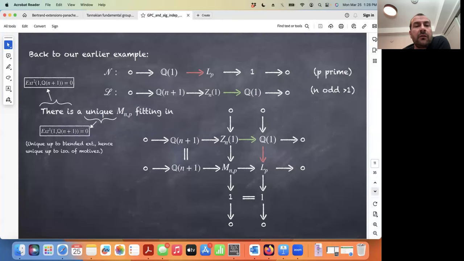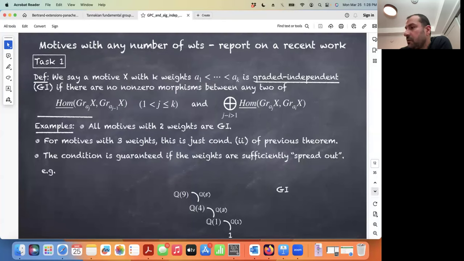Okay, so now I will be trying to generalize this discussion. So I want to allow more than 3 weights. Okay, so we have 2 tasks. One of them is we want some sort of criterion for maximality, and the criterion is going to be similar to the one that we had before. Somehow we want to give a situation where total non-splitting of those extensions is enough to guarantee maximality. That's my first task, and the second task would be about classification.